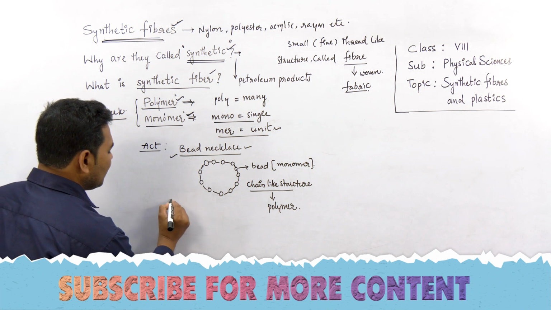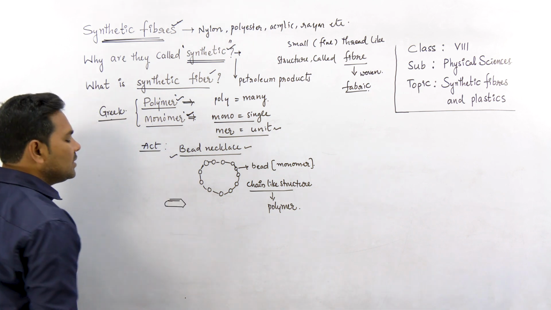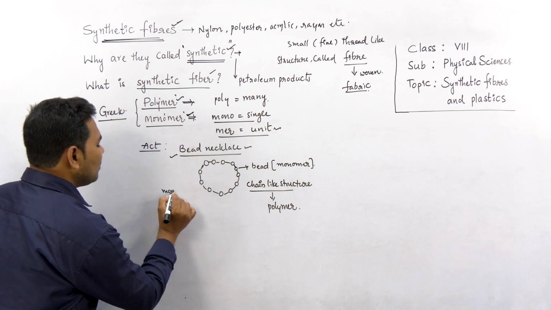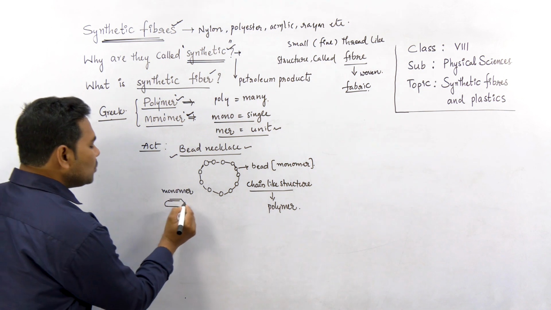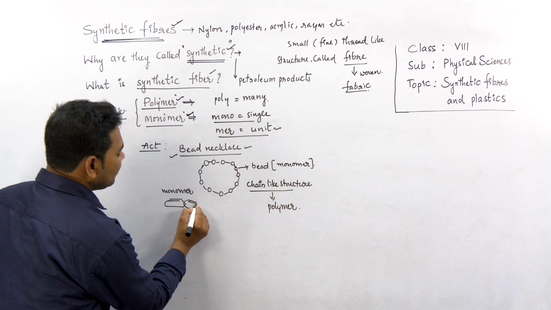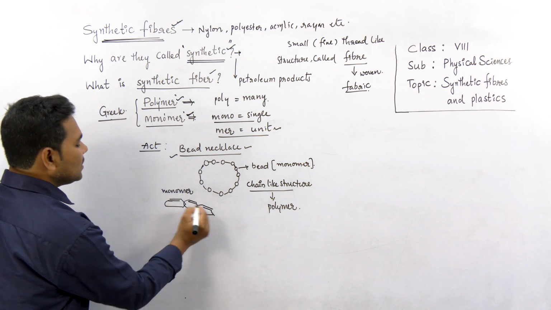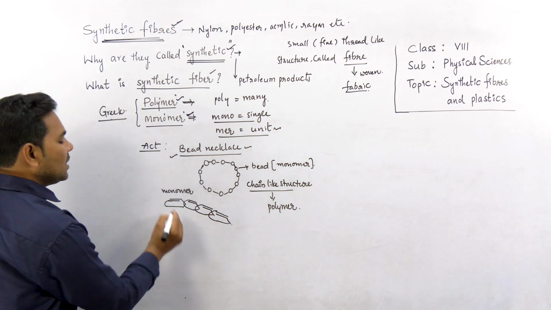We all know paper clips. Paper clips will be like this. Each paper clip will be like this, right? If you consider each paper clip as one monomer, one smaller unit, and join all these paper clips one with another like this, we'll get a long chain-like structure, right? Many such repeating units produce a chain.